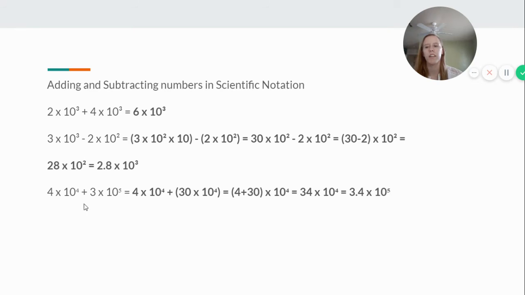And then the last one is an example of what would happen if you are trying to add with different exponents. Similar to the subtracting, we're going to break it down so that we have the same exponent. So we have 4 times 10 to the fourth plus 30 times 10 to the fourth. 4 plus 30 is 34 times 10 to the fourth. Again, it's not scientific notation, so we make it that and have 3.4 times 10 to the fifth.